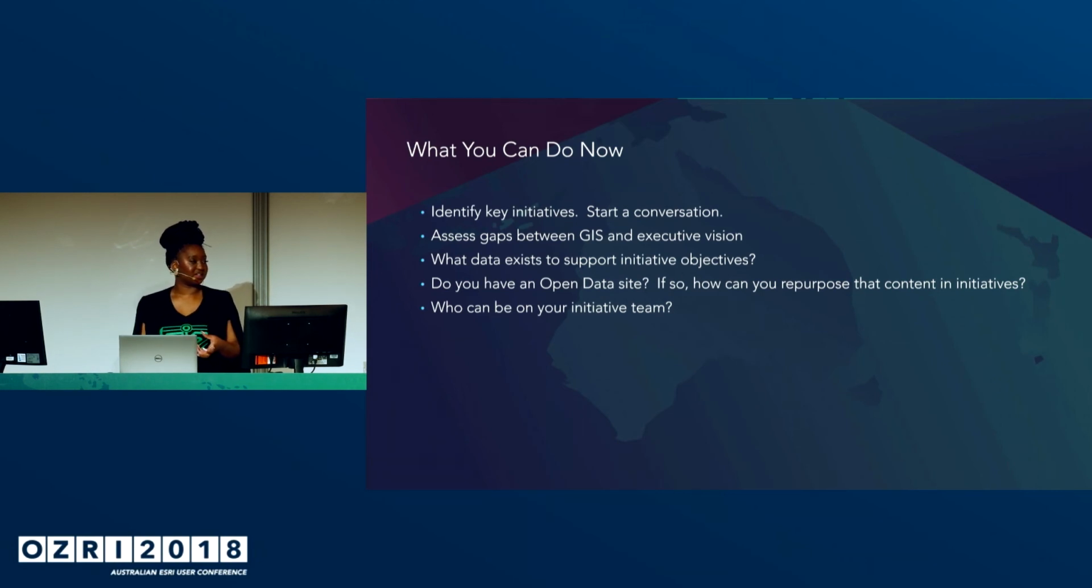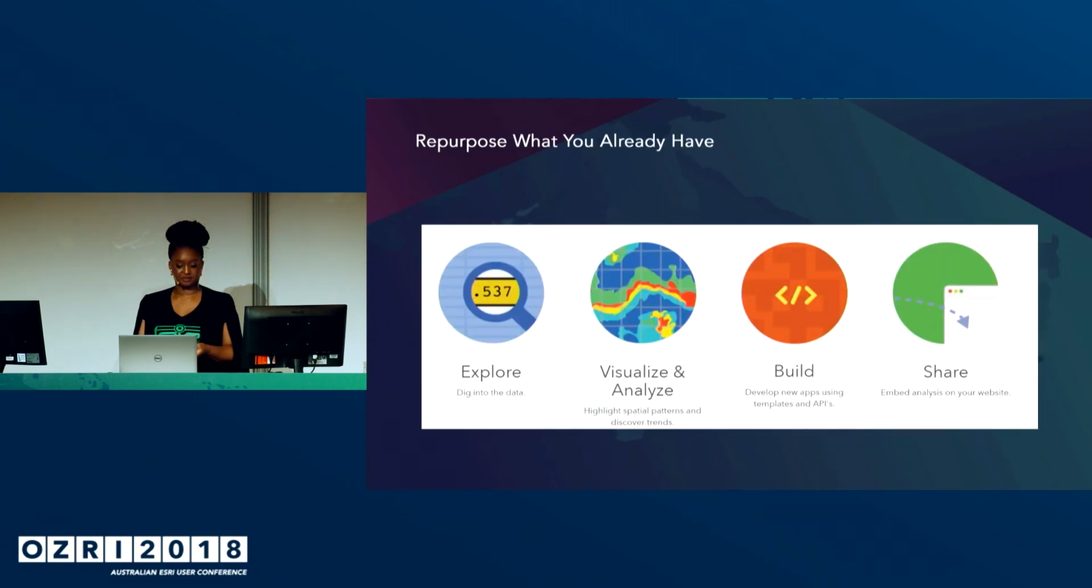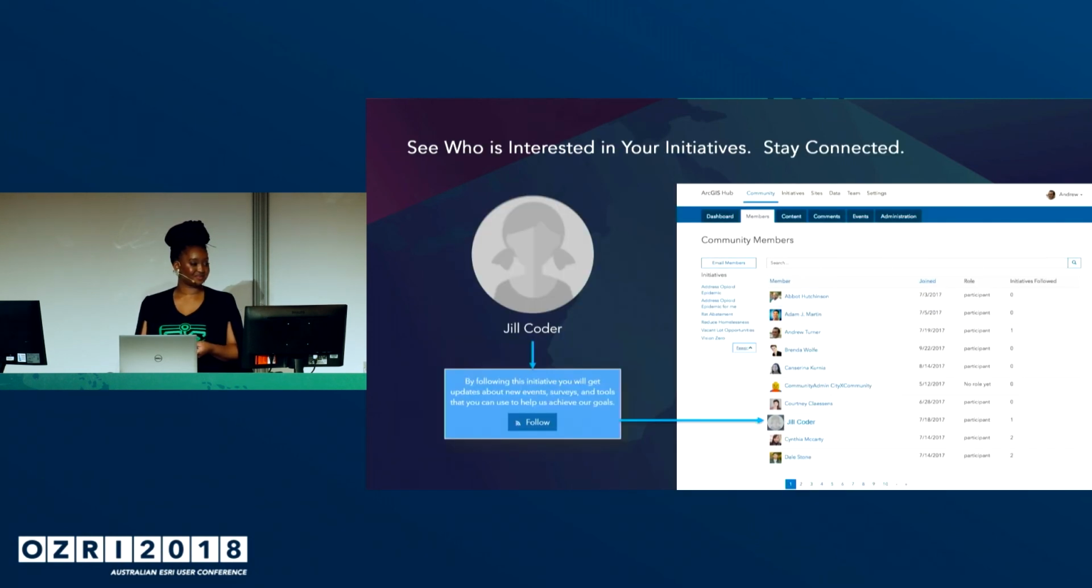Check who's in your organization, and if you have trusted collaborators within your community who can be on your initiative team. Can you partner with any existing community members who have data and resources that you can add to your organization? The most important thing is to repurpose what you already have. You don't have to start from scratch. Explore the data that you currently have and see what's missing. Then visualize and analyze it to assess the gaps. Build new applications using existing templates, and then share all that information embedded through your website.